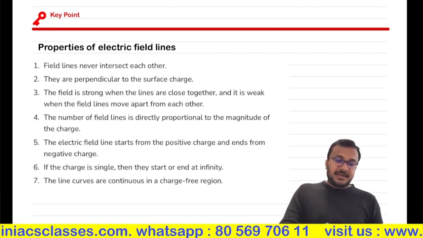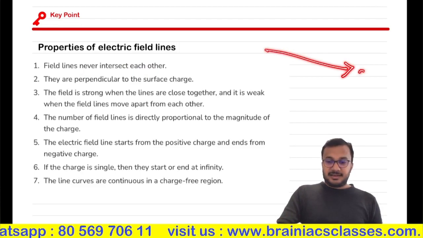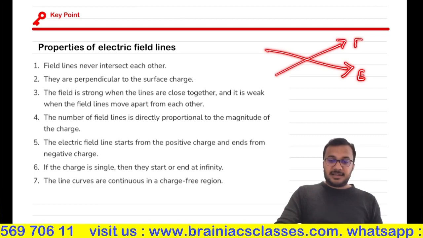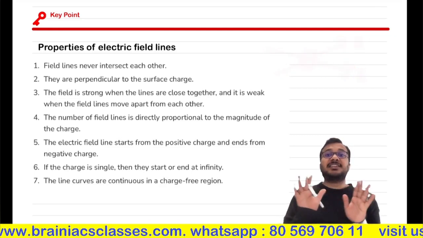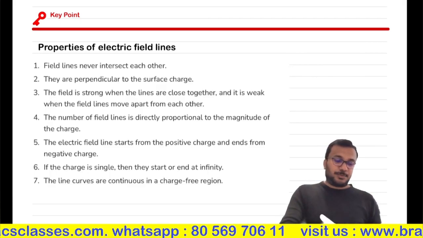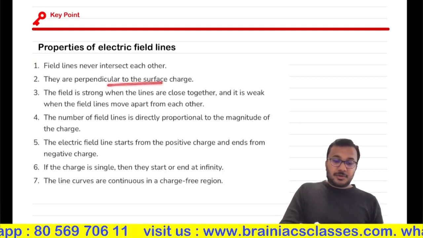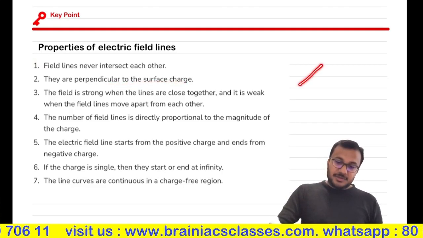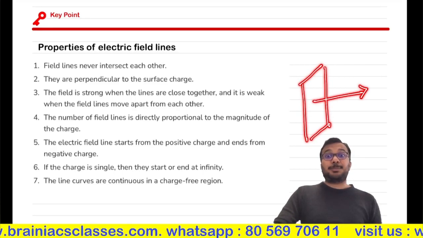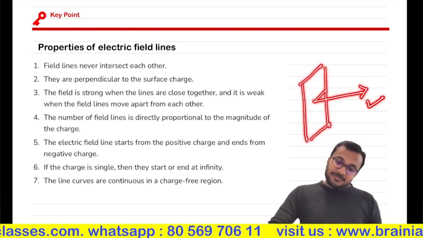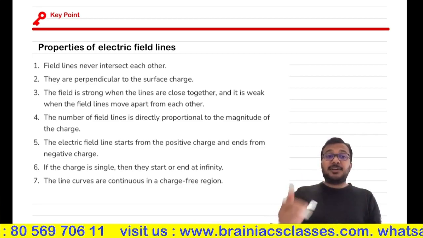What is given? Field lines will never intersect each other, which means if you have an electric field line like this, and you have an electric field line like this, then this is wrong. They will never cross each other. That's the first point. Let's move to the second point. They are perpendicular to the surface. For example, you have a metal sheet like this one, then the electric field is like this, perpendicular. This is correct. Electric field will never go like this. This is wrong. Electric field is always perpendicular to the sheet.